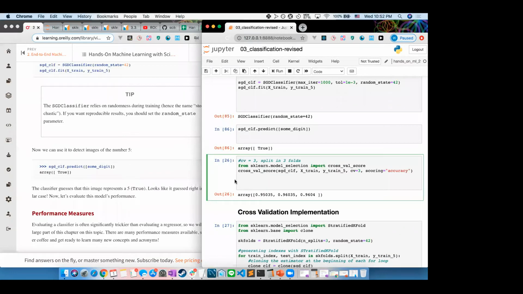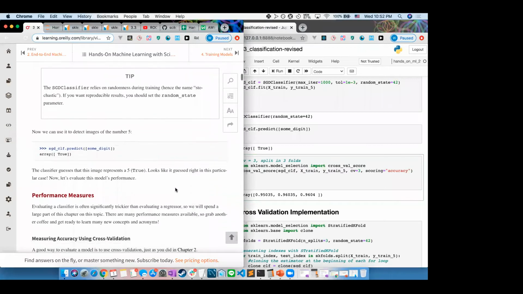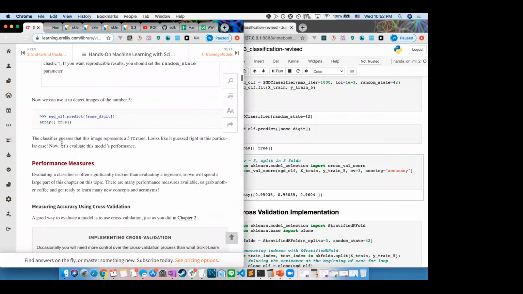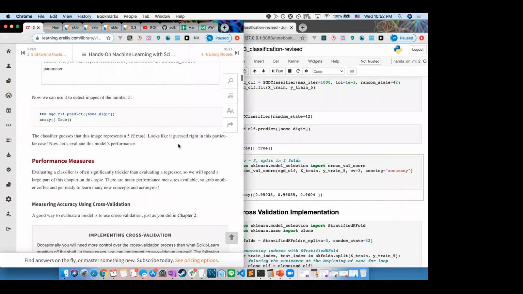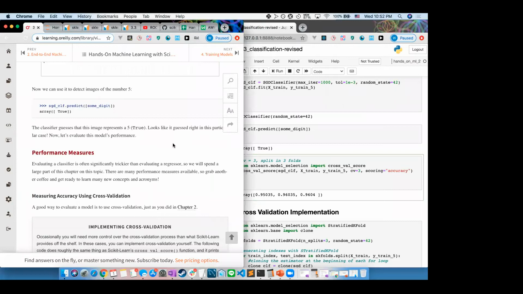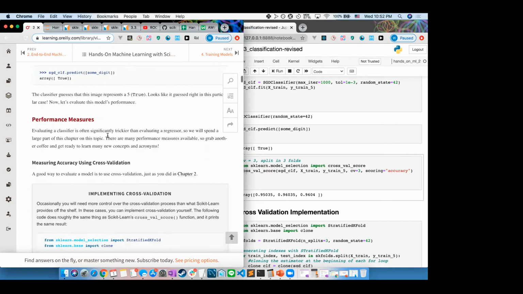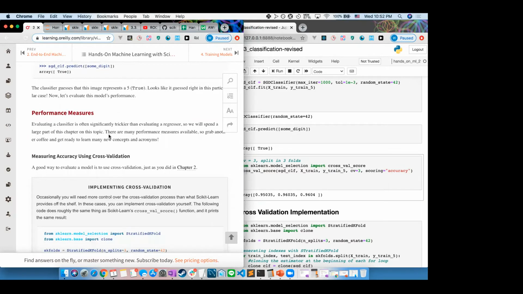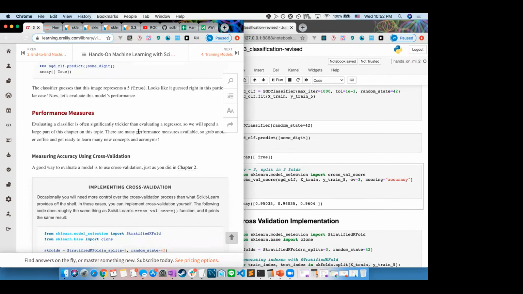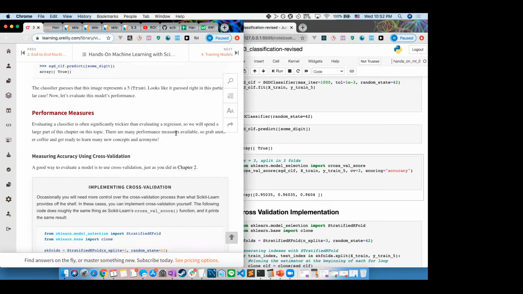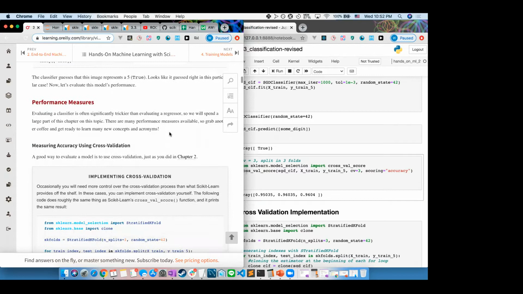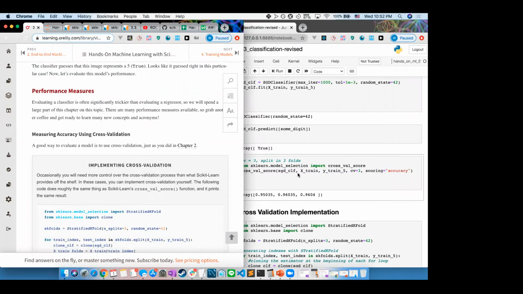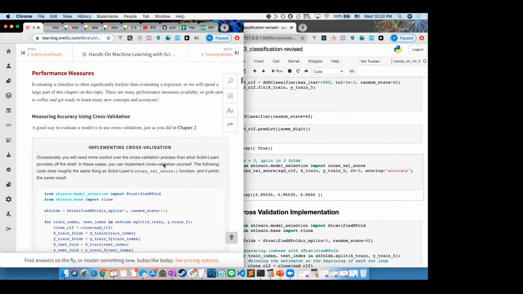Okay, so let's keep reading. The classifier guesses that this image represents a 5. True, it looks like it guessed right in this particular case. In your particular case, it didn't. Now let's evaluate this model's performance measures. Evaluating a classifier is often significantly trickier than evaluating a regressor, so we will spend a large part of this chapter on this topic. There are many performance measures available, so grab another coffee and get ready to learn many new concepts and acronyms.